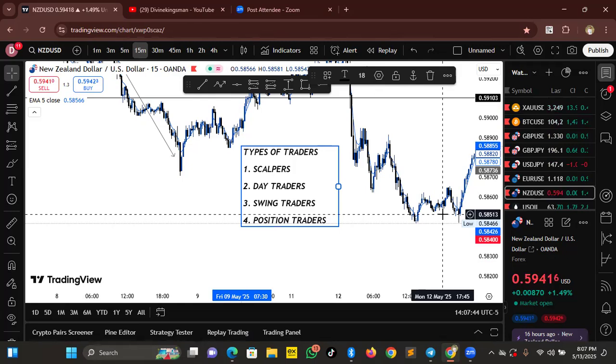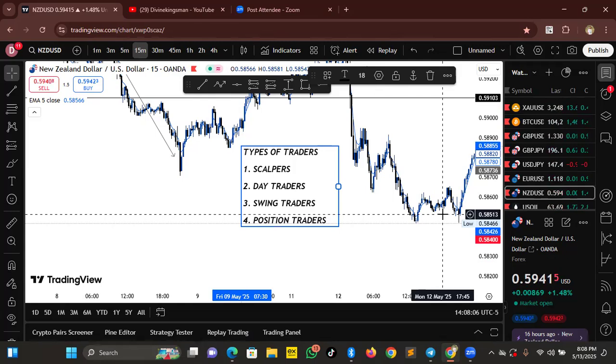They can hold their trades even up to months, like 1 month, 2 months. So these are swing traders. These are traders who hold their position for a very long period. They hold their position for days, weeks, even months. So they hold their trade more than a week, even up to a month or more than a single month. So those are swing traders.